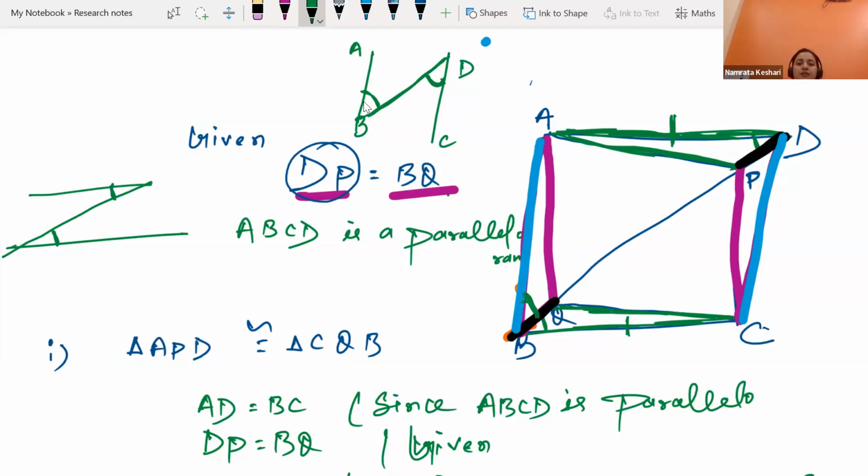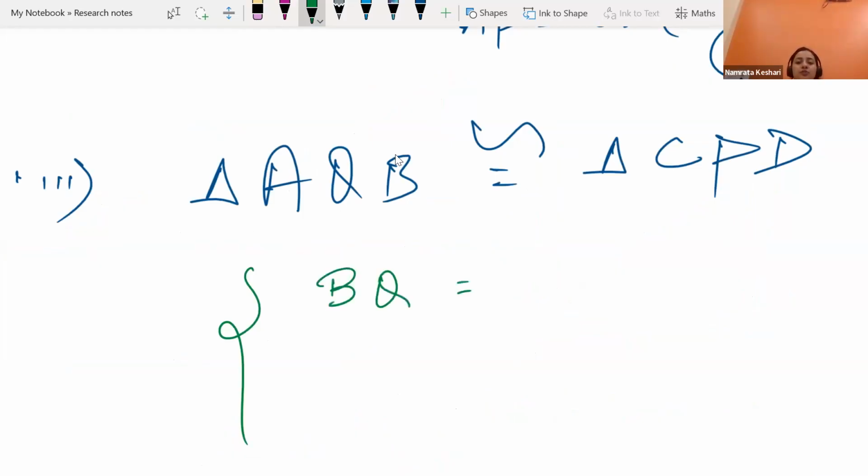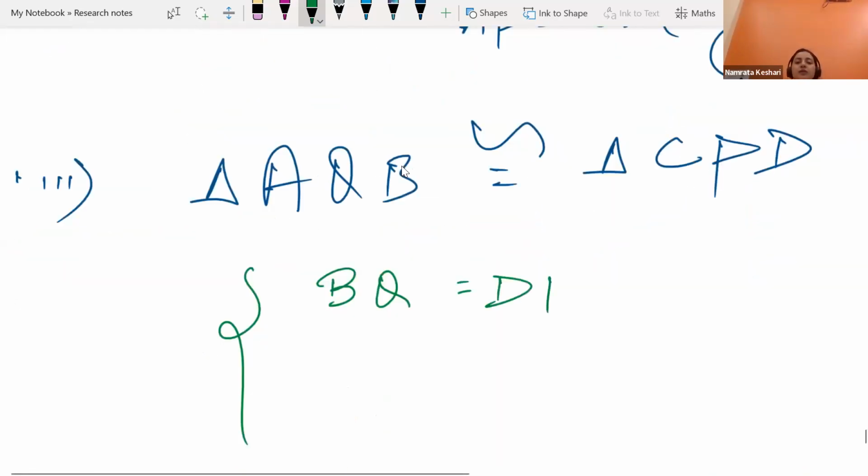Yes ma'am. We'll be saying alternate interior angle. Why? Because to prove these two triangles congruent, we need at least three pieces of information. The first information is already given that BQ is equal to DP. It was already provided in the question that these two sides are equal.